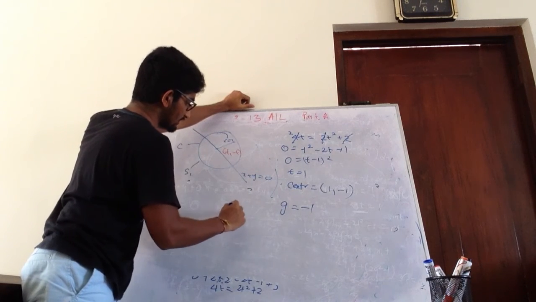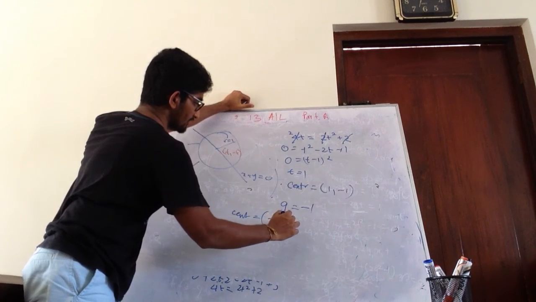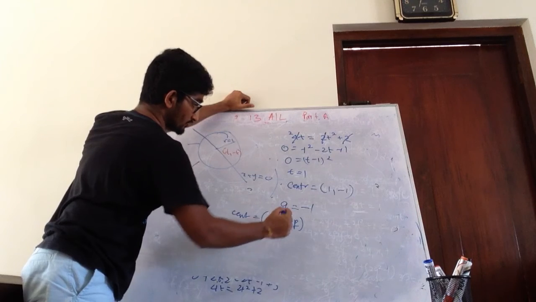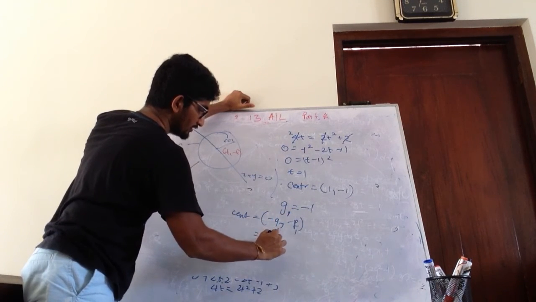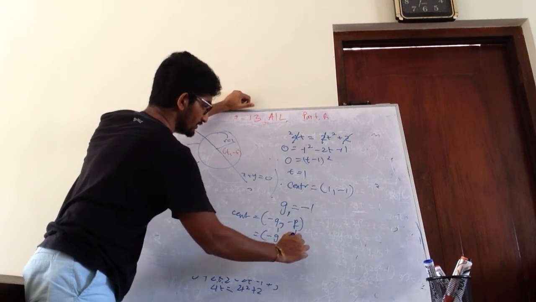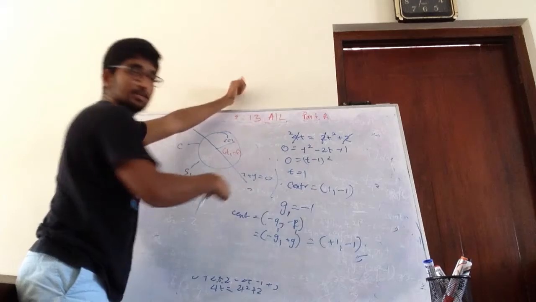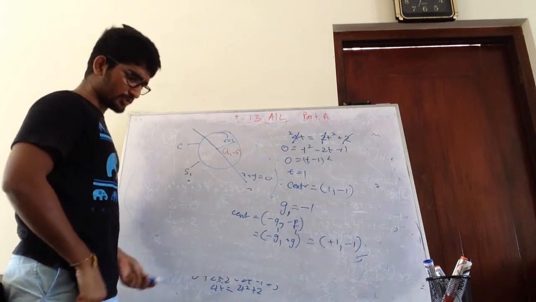So if you do it the other way, in the first method, since the center was minus g, minus f, so sorry, g1, and as we took this as plus 3, you will get plus 1, minus 1, the same thing, right? So that's basically it for question number 9.